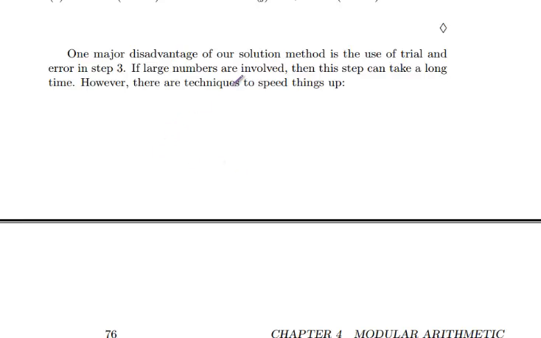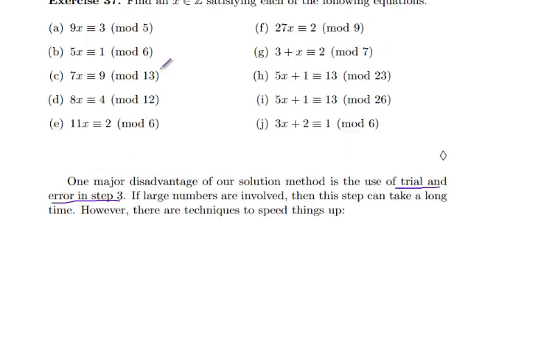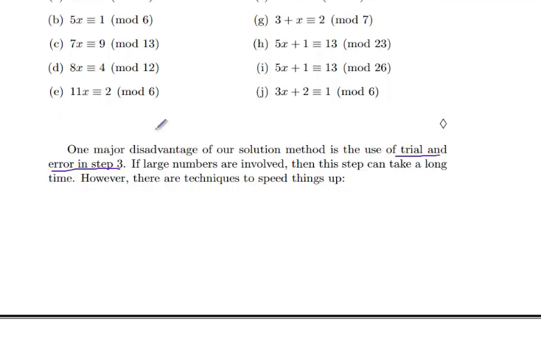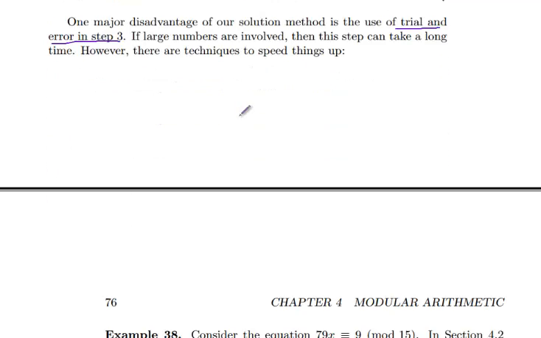Okay, now this is a procedure that works. One problem is that one of the steps is trial and error. Now, when the modulus is small, you don't really have to try many things. For instance, in this problem here, mod 12, when you do the trial and error, you'd have to try the numbers between 0 and 11. Okay, but there are techniques to speed things up.